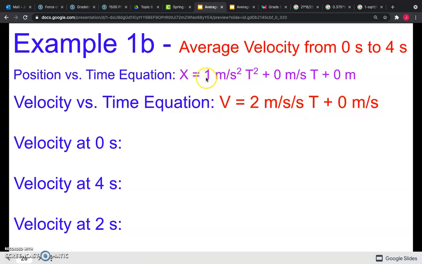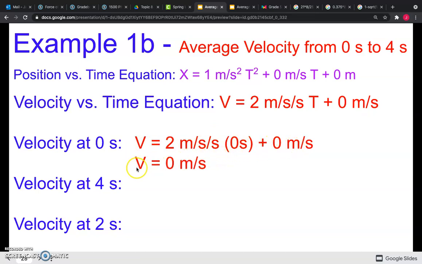So that's coming from doubling the acceleration. So 1 times 2 is 2. And then the initial velocity is 0. Okay, so for the velocity at 0 seconds, I'm just going to plug in 0 for time and calculate v. So v equals 2 meters per second times 0 seconds plus 0 meters per second. Multiply that out, we should get that v equals 0 meters per second, right? And so we didn't really need to even calculate that. We knew the initial velocity was 0 meters per second, but this is just for reference.